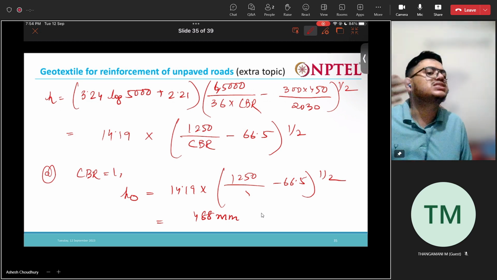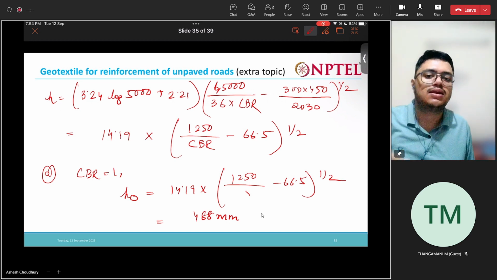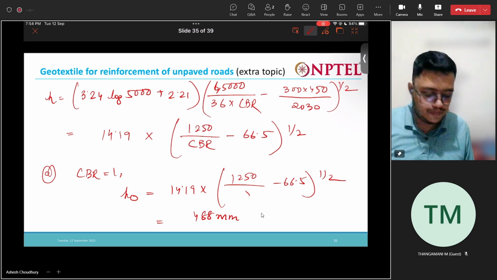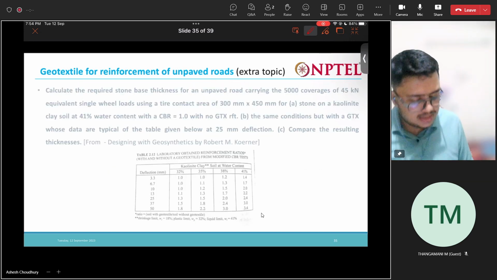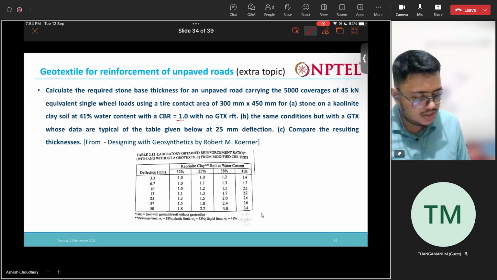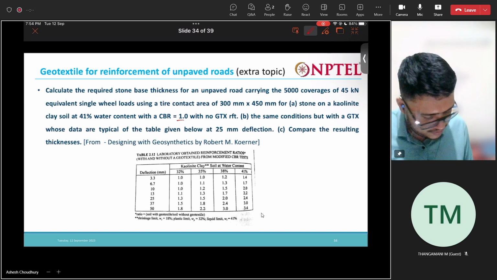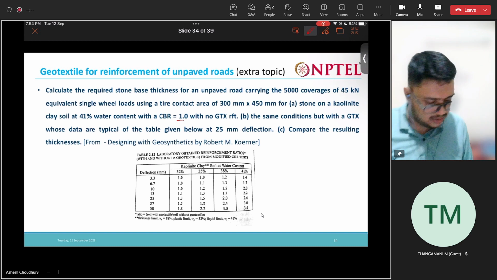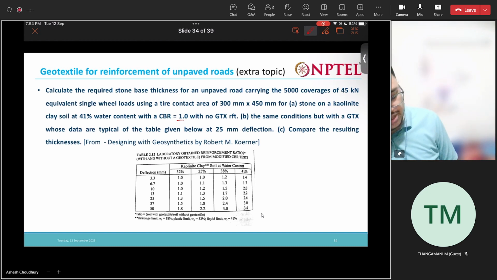So obviously, what will happen if we reinforce the soil with this geotextile? The CBR of the soil is going to increase automatically, isn't it? How to get the CBR? See, for the same conditions, what would be the typical geotextile data? The data for that geotextile is given in this table.